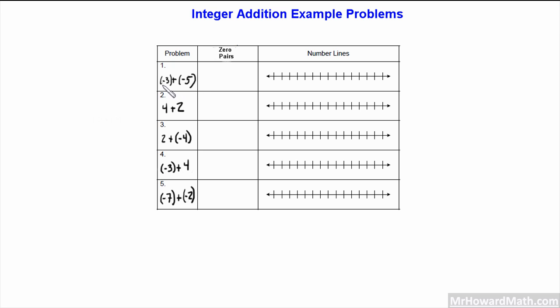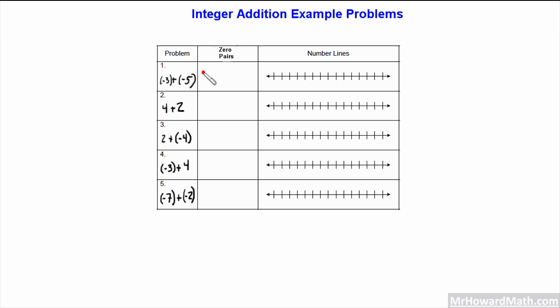Okay, the first one is -3 plus -5. Alright, so -3 combined with a -5. Let's do our zero pairs first. Remember that we can do the positives together and the negatives together. In this case, what do we have? We have 2 negatives, right? So let's just make our circles here.